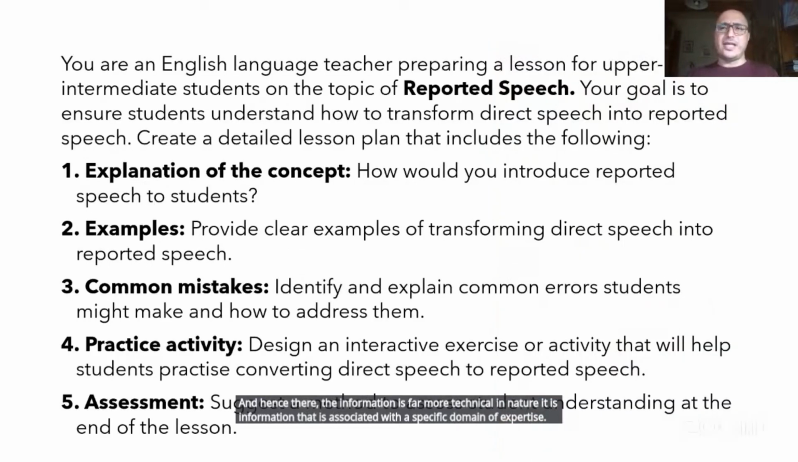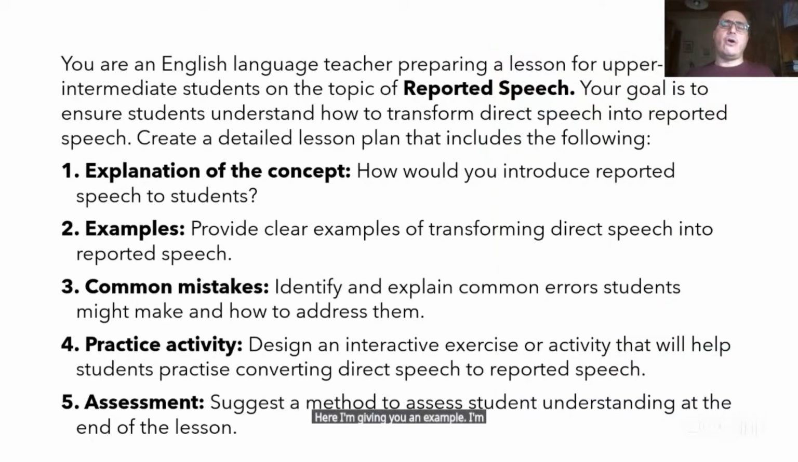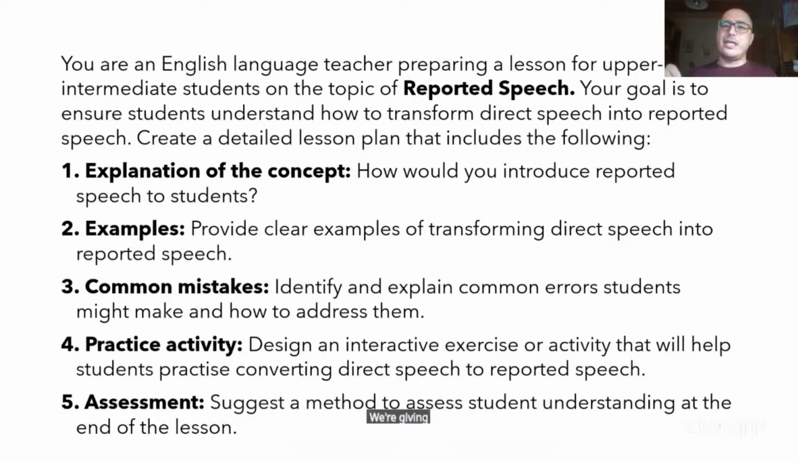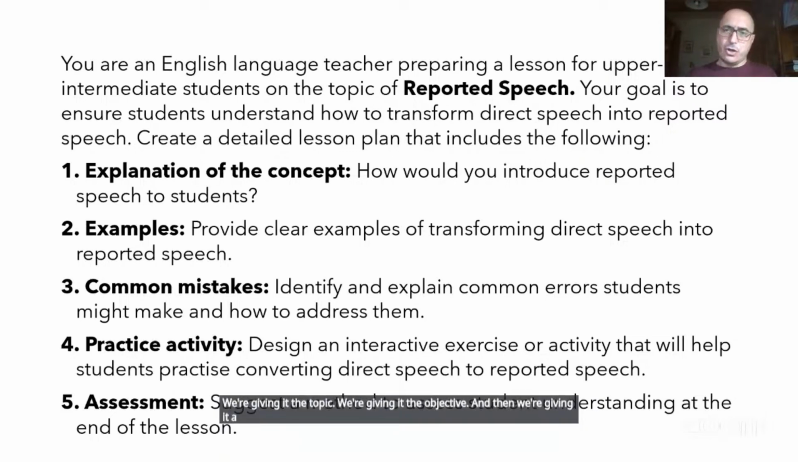Here I'm giving you an example. I'm showing you an example of how we might actually go about this particular methodology. So we are telling the AI that it's an English language teacher. We're asking it to prepare a lesson for upper intermediate students. We're giving it the topic. We're giving it the objective, okay? And then we're giving it a series of steps of how to go about the task.